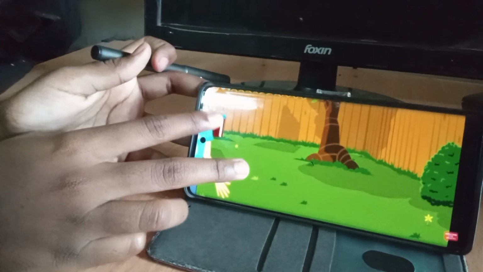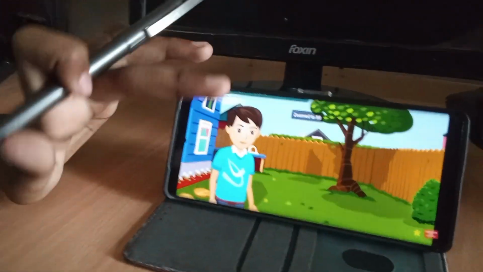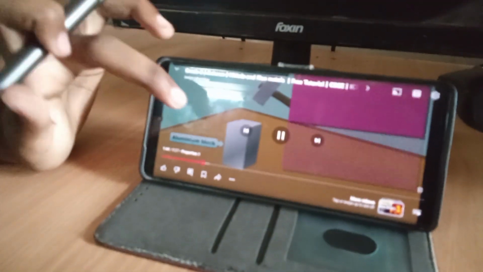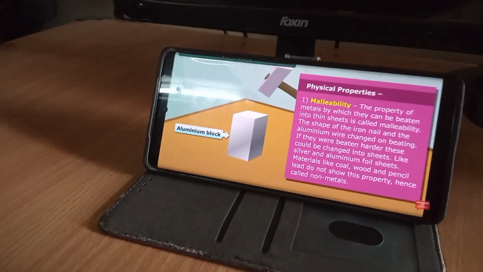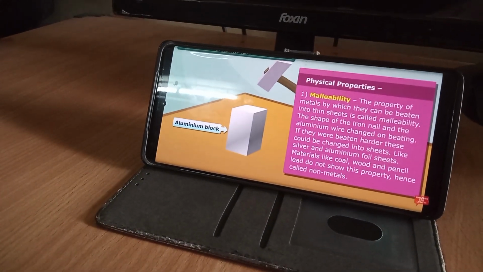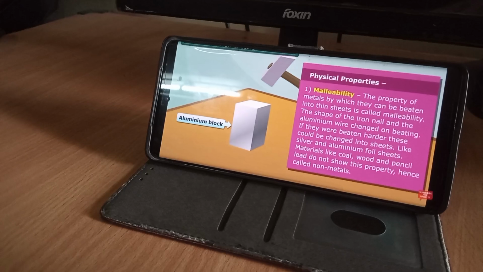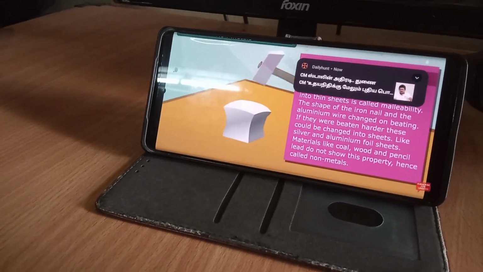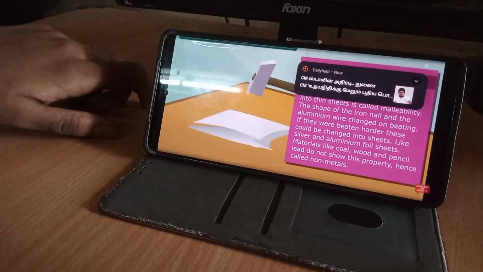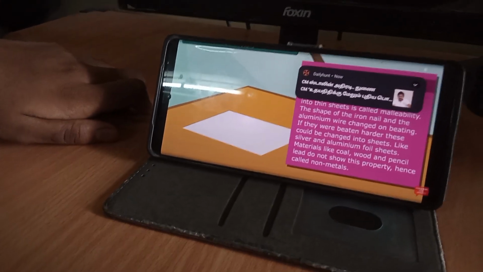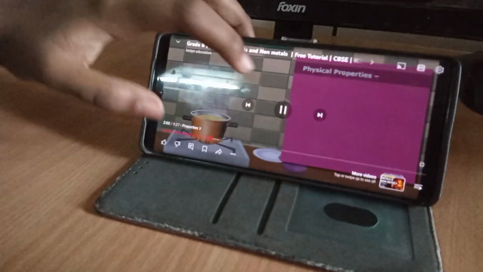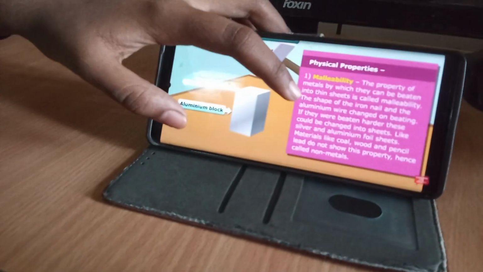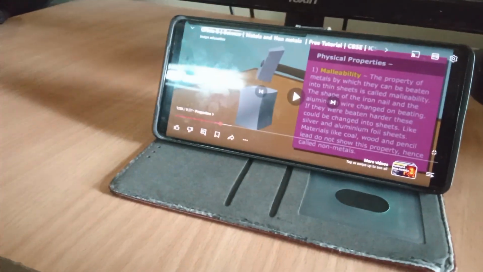Dear, now let's know about their properties. At first, we know about the physical properties. The first property of metal is its malleability. By this property, the metals can be beaten into thin sheets. Non-metals don't show this property.